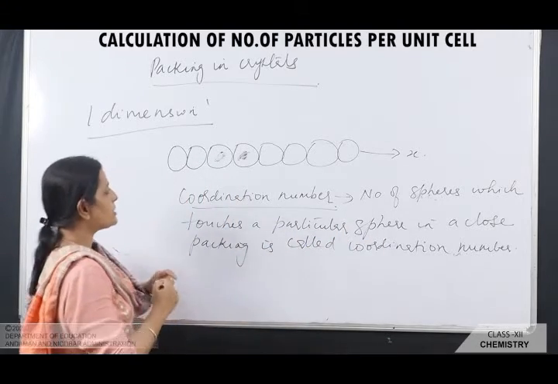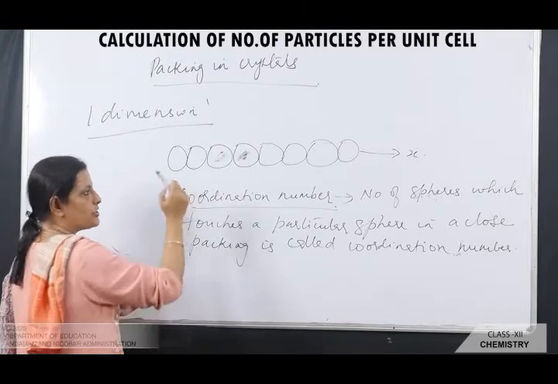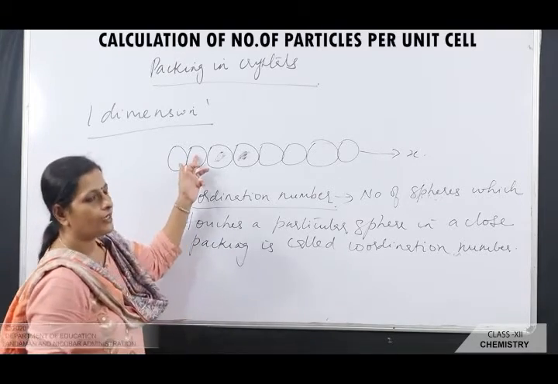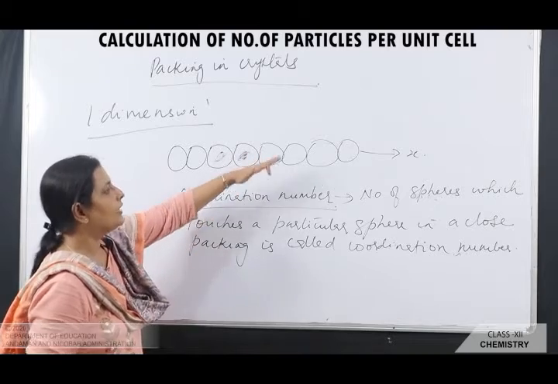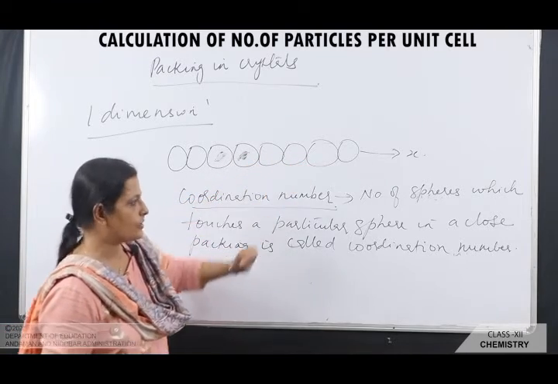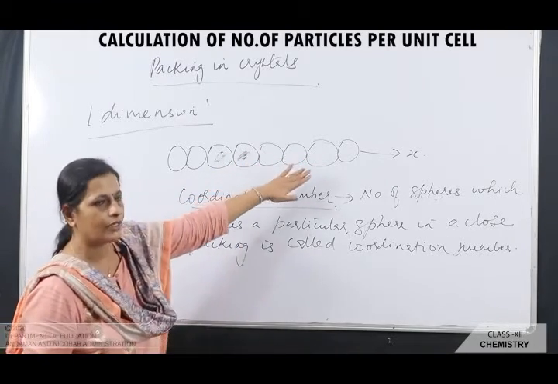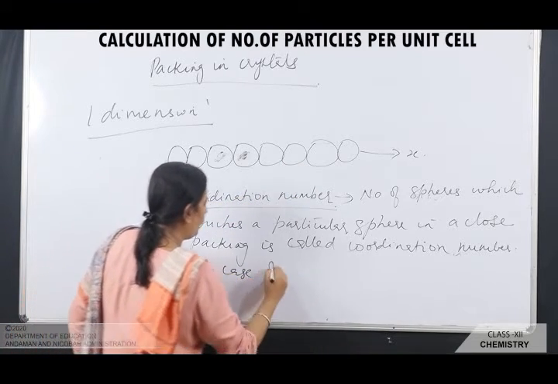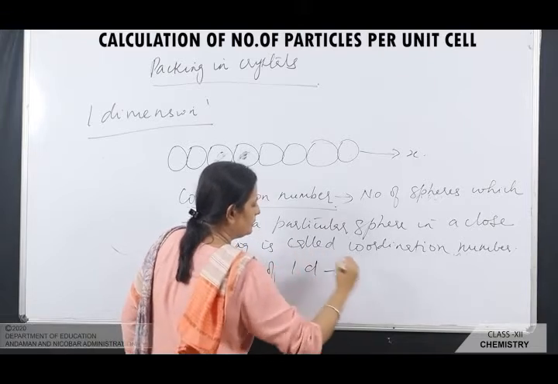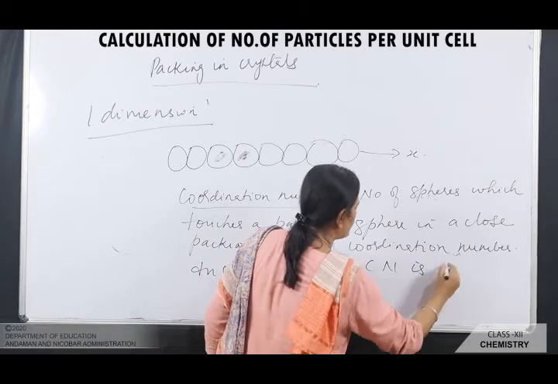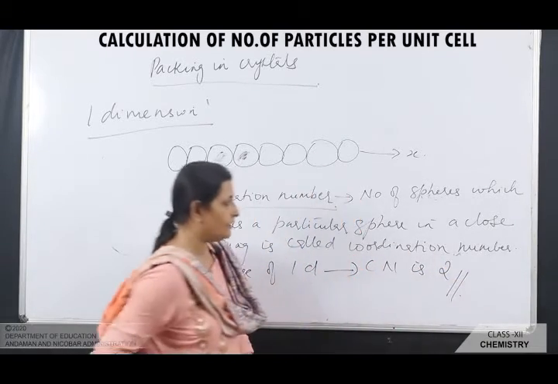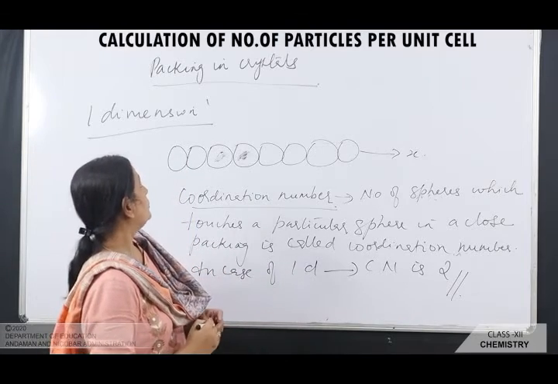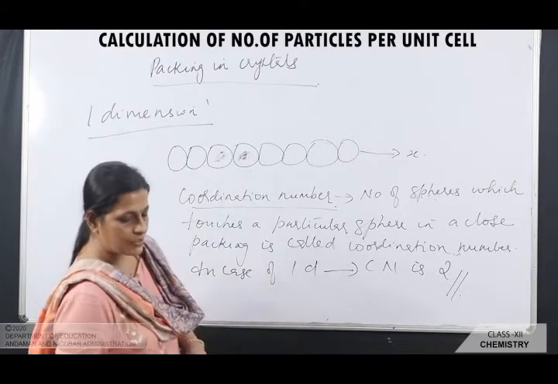So the coordination number in one dimension is how much? 2. That is, each sphere is in contact with 2 other spheres in close packing. So its coordination number is 2. So in case of one dimension, the coordination number is 2. So this much is clear. Next we'll go to close packing in 2 dimension.